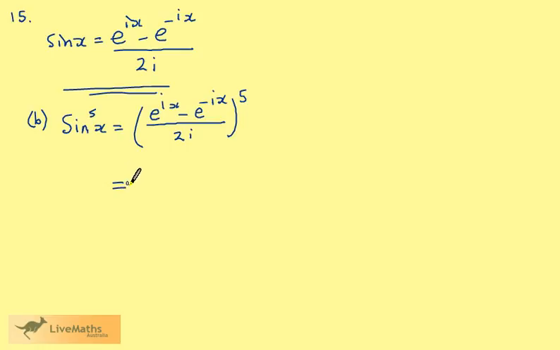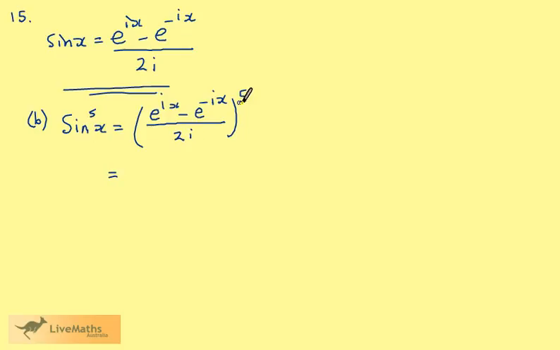So that's given us 5 sine x over 8, minus 5 sine 3x over 16, plus sine 5x over 16. If you didn't know the calculator trick, you can still do this, although it is a lot of work for 2 marks.